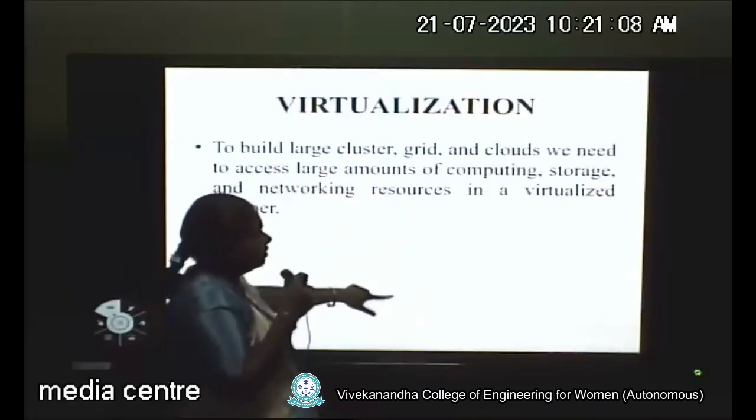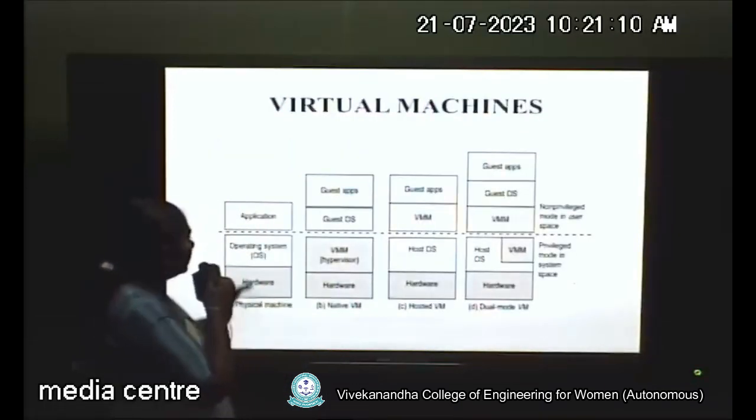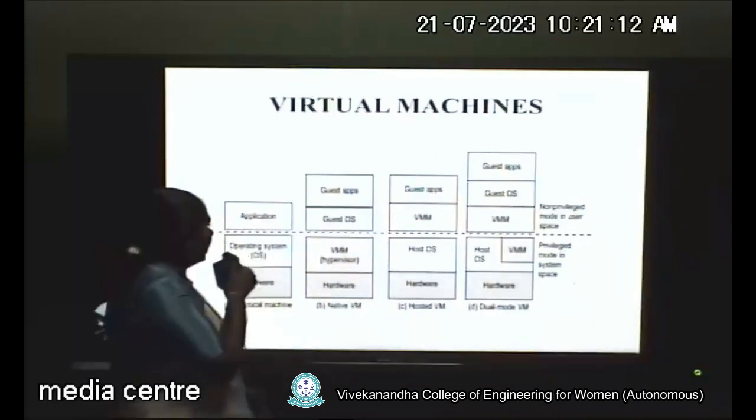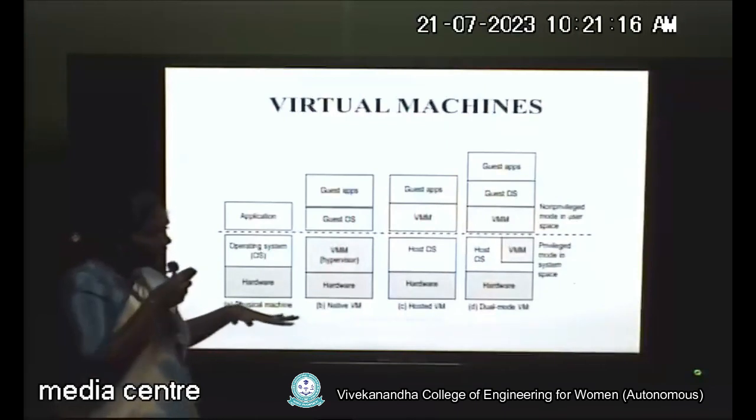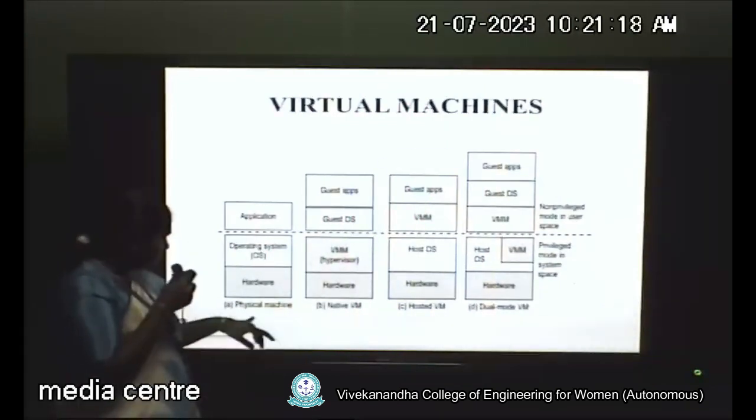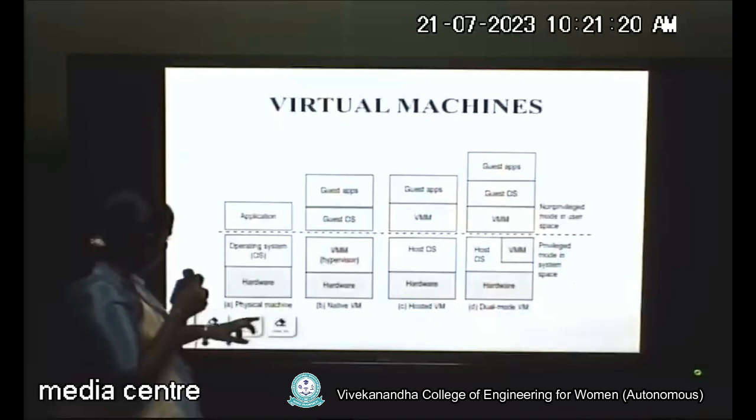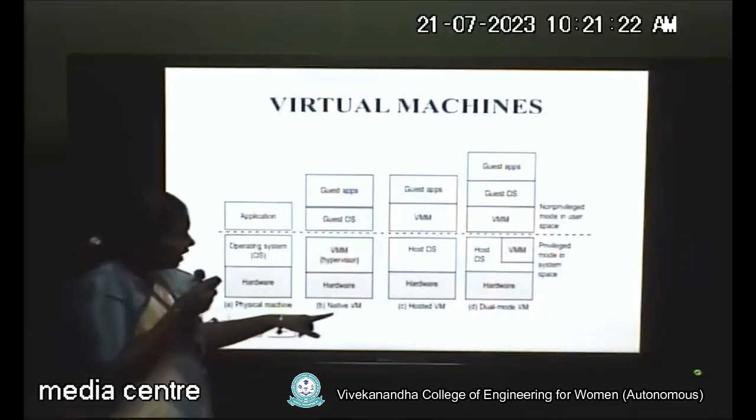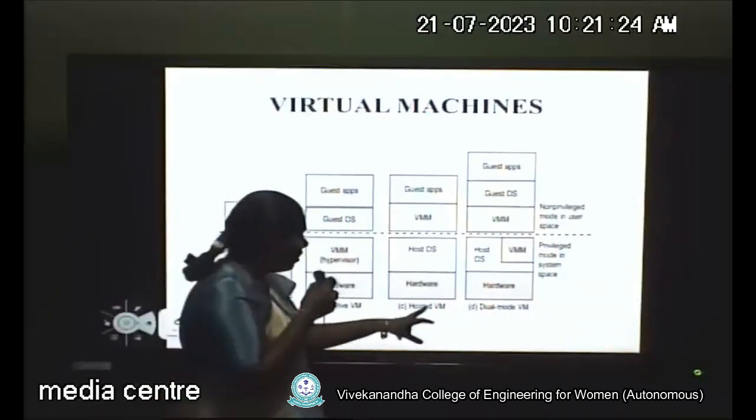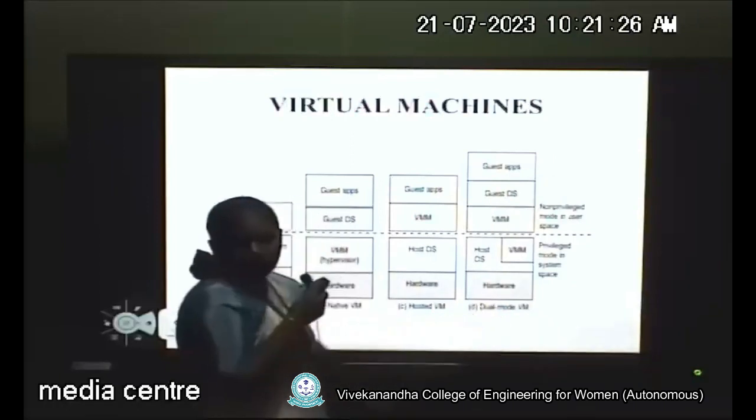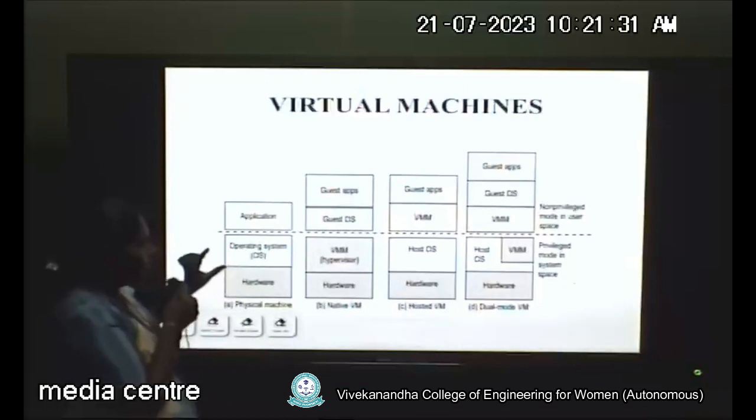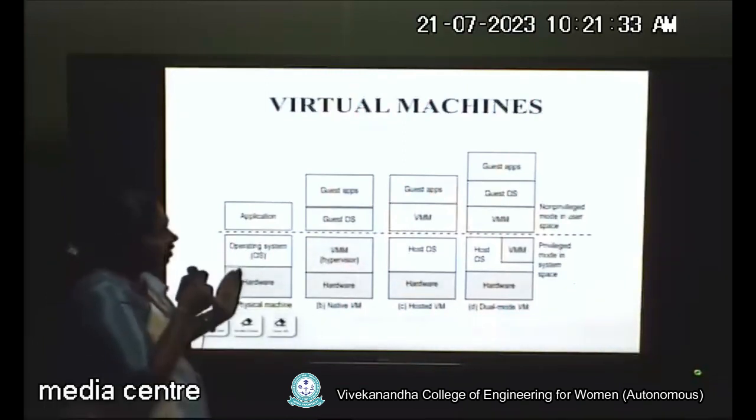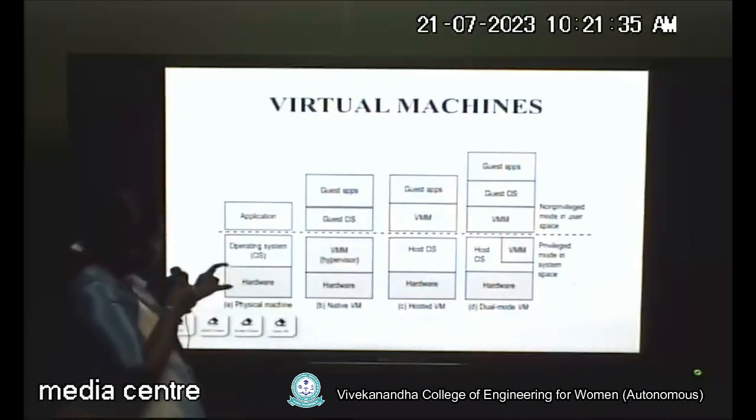Then this is the virtual machine architecture. In physical machine, here I have mentioned the four virtual machines. The first one was physical machine, native virtual machine, hosted virtual machine, dual mode virtual machine. So how is the physical machine used? Hardware, then operating system, then application. This is the diagram of the physical machine.